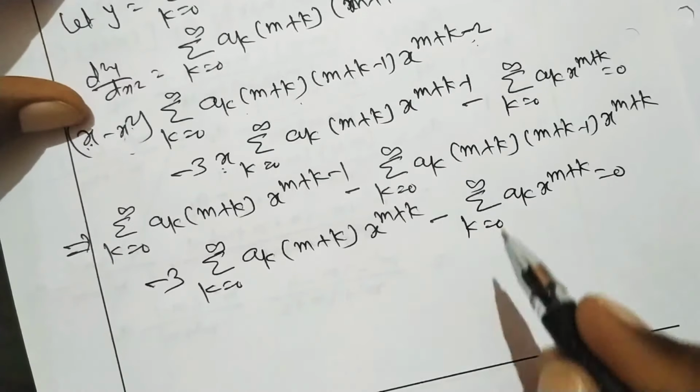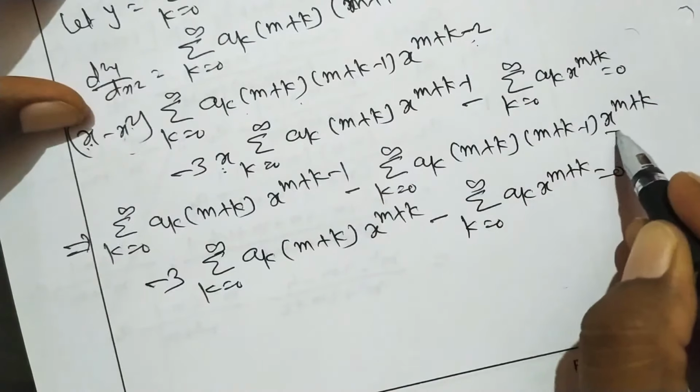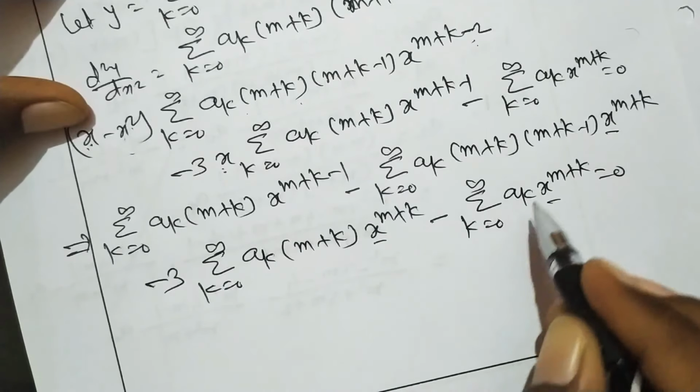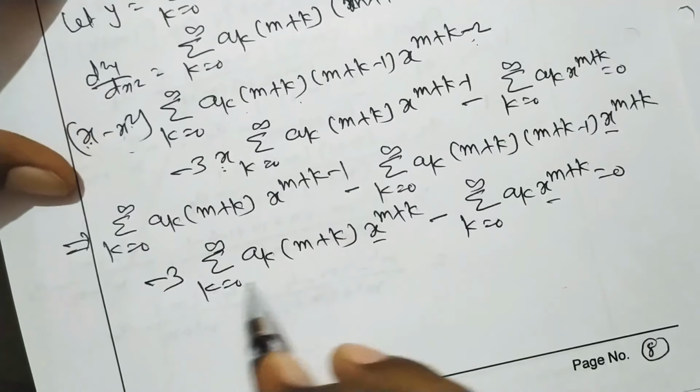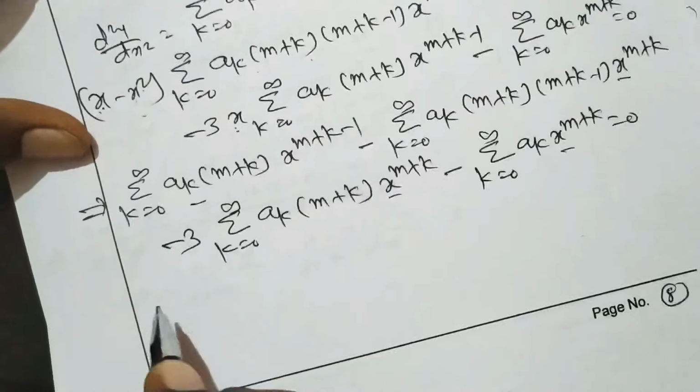Now observe this carefully, this series and this series. Here we can take x^(m+k) common, only this series is different, so write as it is.